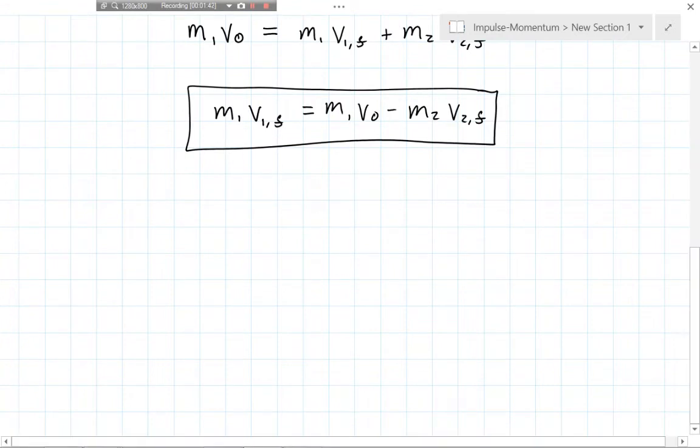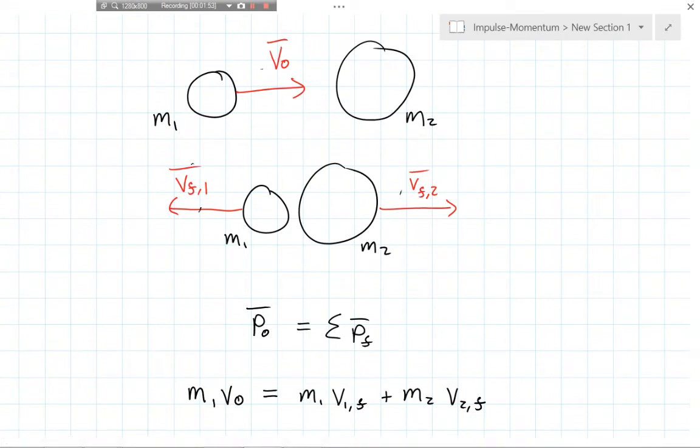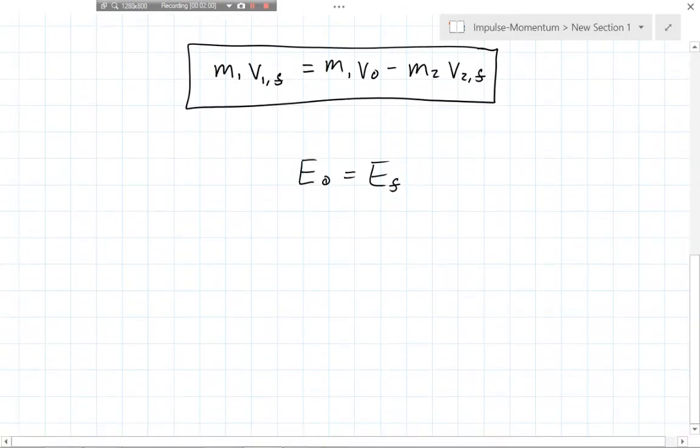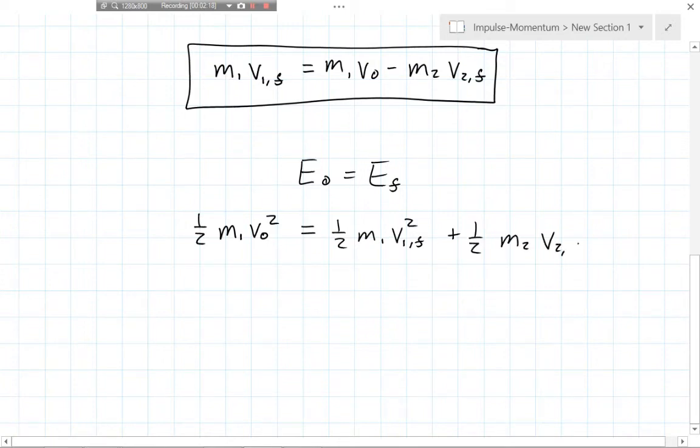Now I want to look at conservation of energy. So conservation of energy tells us that the initial energy is equal to the final energy. And in this case, the only real energy we have is the kinetic energy initially of mass 1, and then the kinetic energies of mass 1 and m2. So the initial kinetic energy is the kinetic energy of mass 1, so this is 1/2 m1 v initial squared. And the final kinetic energy is 1/2 m1 v1 final squared plus 1/2 m2 v2 final squared.